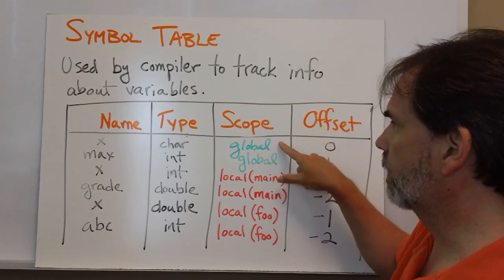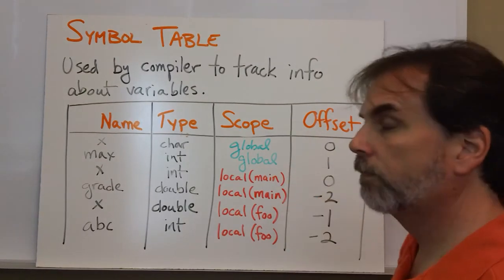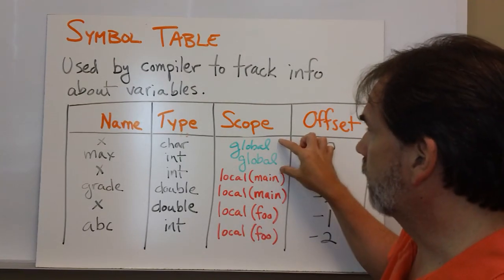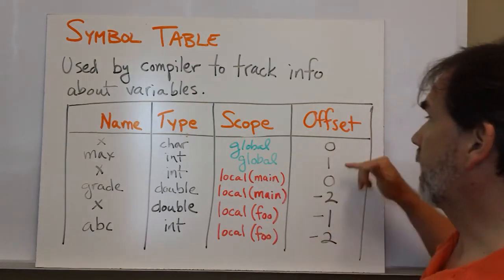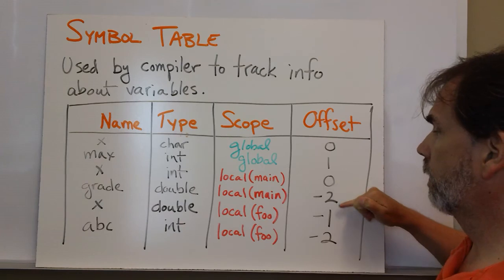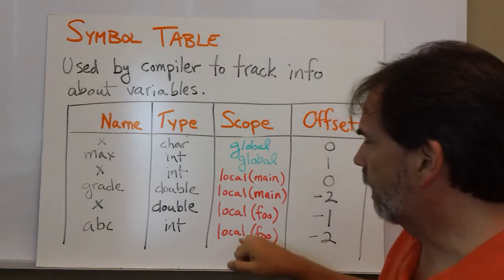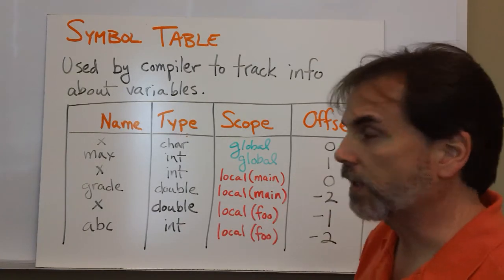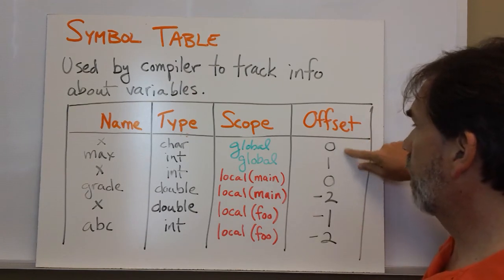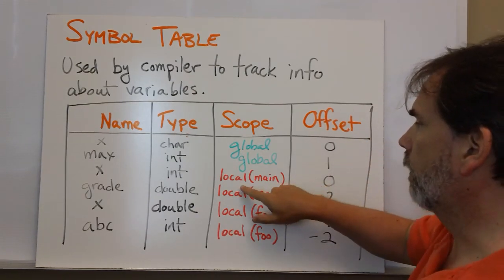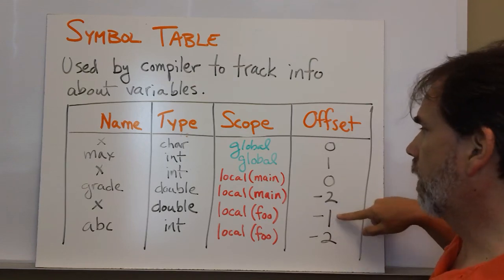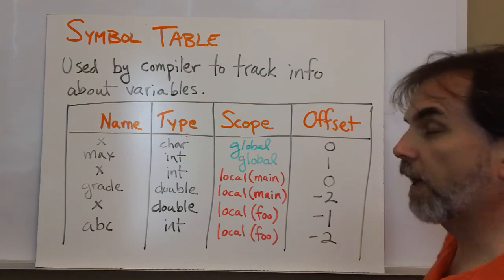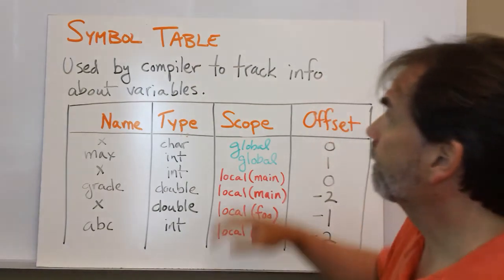The scope tells us whether it's global or local, okay? And global is relative to R4, local is relative to R5, and then we record the offset for the variable relative to whatever base register makes sense. So R4 plus 0, R4 plus 1, locals, R5 plus 0, R5 minus 2, R5 minus 1, R5 minus 2. That's it.